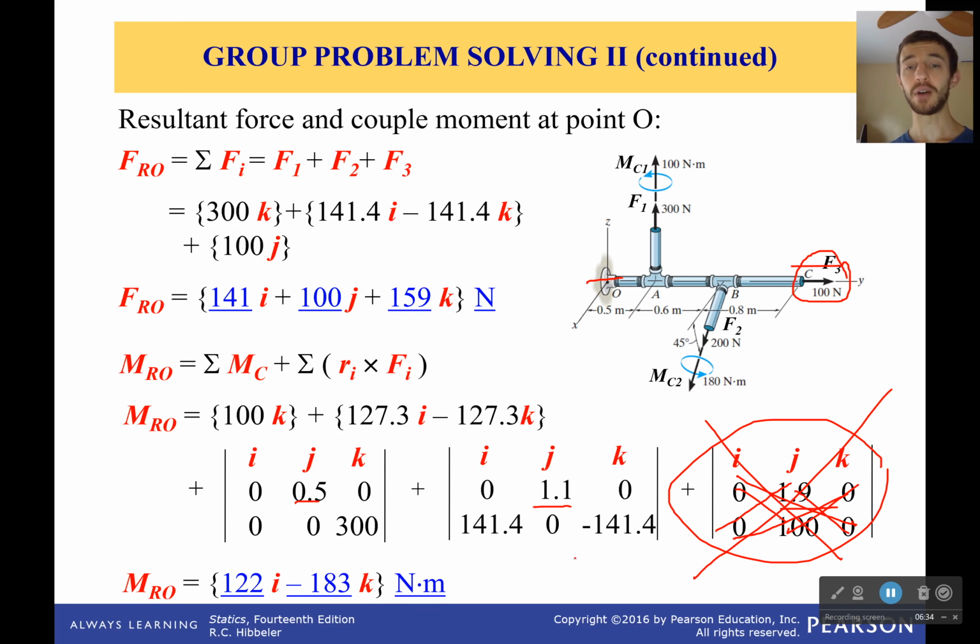The other two, though, do have components. They do have moments, and you can see those right here. If we take the cross product, we get, finally, in the end, 183k and 122i. And that is it. We have our resultant moment, we have our resultant force, and those are both now able to take place at the origin. And that will give us the same external effect as all of our forces and moments from earlier. So, I think that's everything.